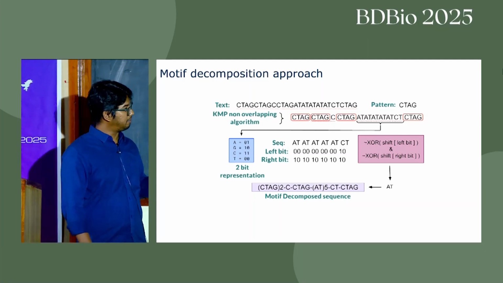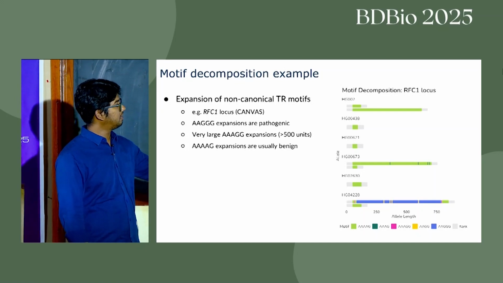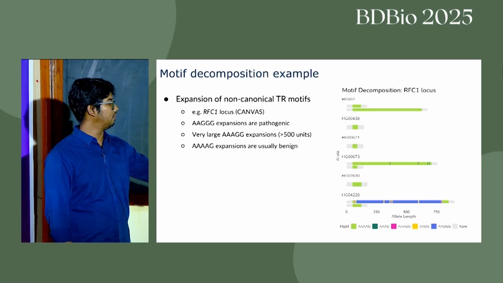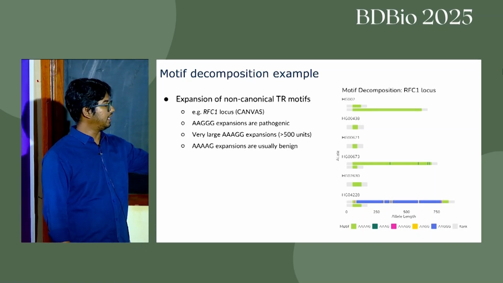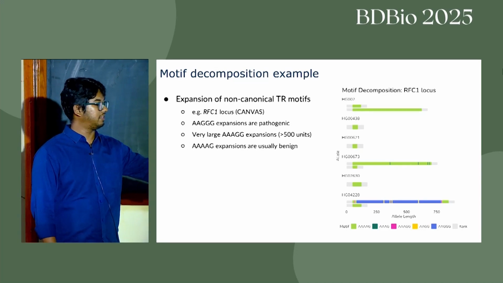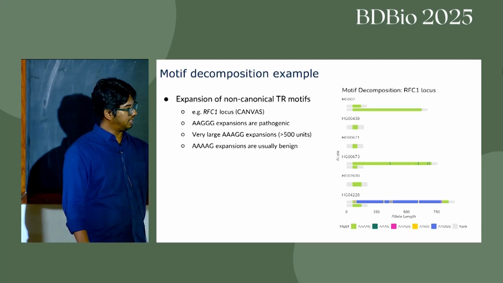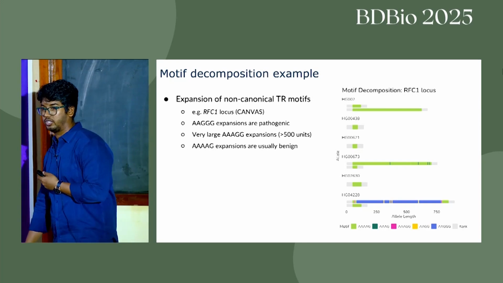So in the interest of time, I'll not go into the details of this, but just to showcase, based on this, we could show that in the RFC1 locus, you could see benign expansions, and you could also differentiate which of them are pathogenic expansions. So like I said, this is usually benign, and this particular variation is usually pathogenic.